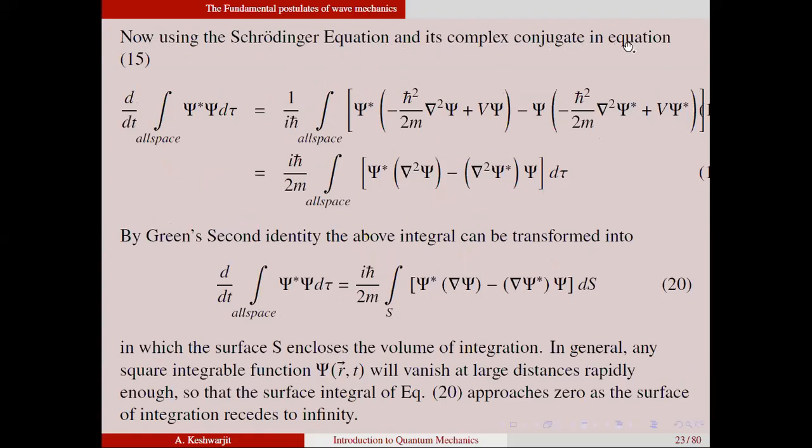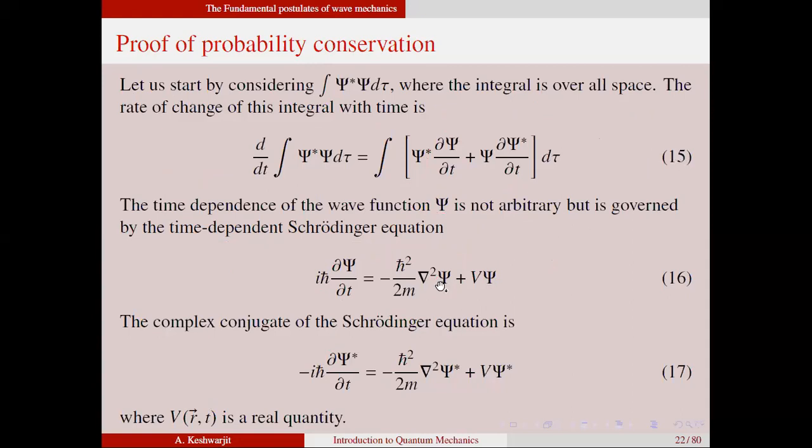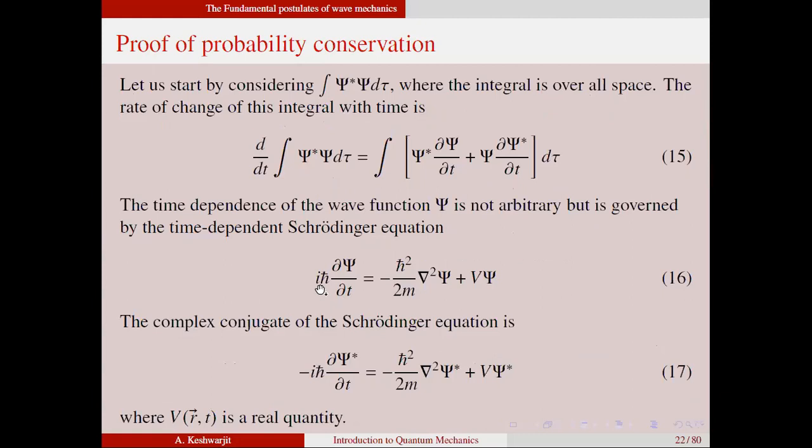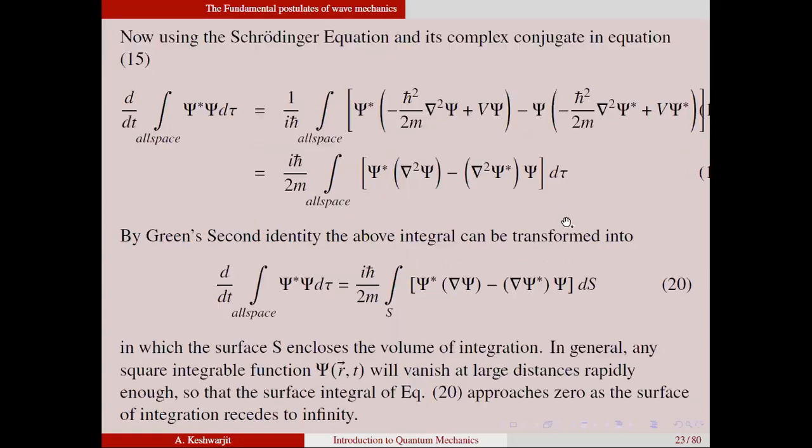Now using the Schrodinger equation and its complex conjugate in equation number 15, you have substituted del psi by del t from 16 and del psi star by del t from 17. So substituting from 16 and 17 in equation 15, you get this expression. When I take i h bar towards the right, it becomes 1 by i h bar. When I take minus i h bar towards the right, it becomes 1 by minus i h bar, and the minus I can take inside. So from these two terms, I can take 1 by i h bar common and take it outside the integral sign, because i is a constant and h is also a constant.